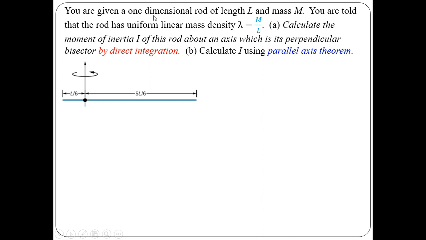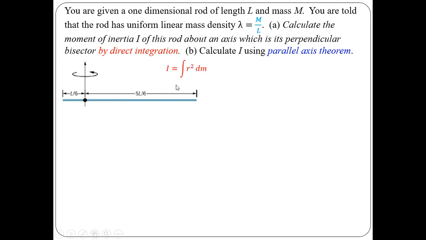And it says here in the statement that the length is L, the mass of the rod is M, and it is uniformly dense. And then the density for a linear rod, which is a one-dimensional analysis, is lambda, and that is the mass of the rod divided by the entire length of the rod. Okay, so let's do part A.